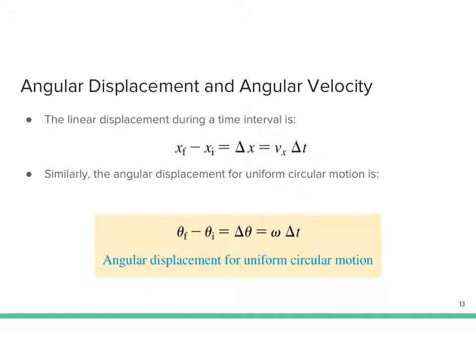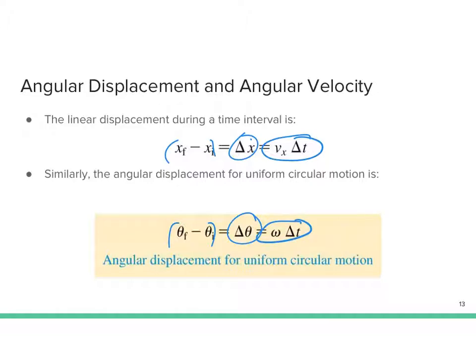Okay, so angular displacement and angular velocity. Back before, we had linear displacement, and we said that was our delta x, and now we have angular displacement. That's our delta theta. That was our final position minus our initial position, and that will stay being true. Or it was velocity times time, and now it's angular velocity times time.